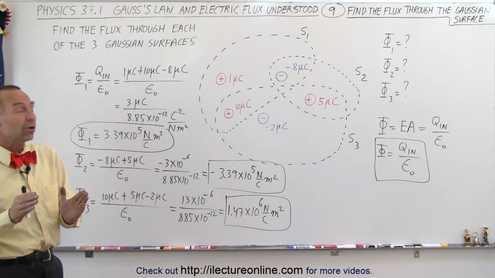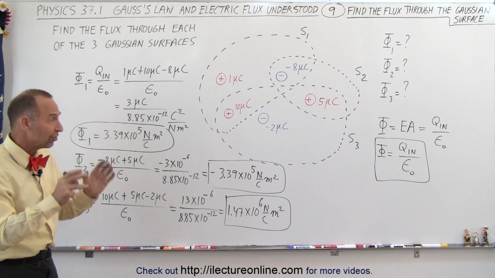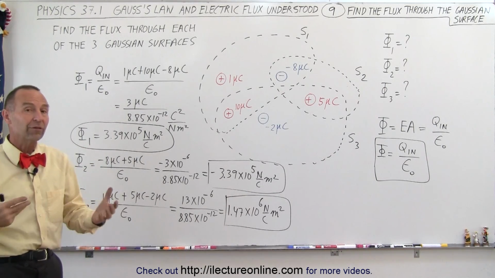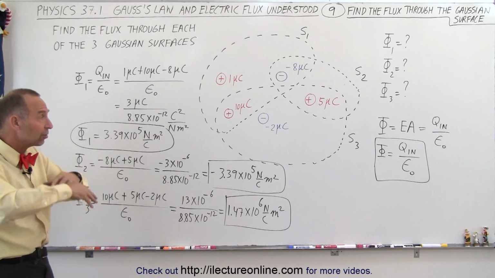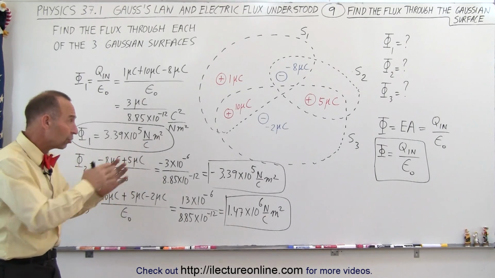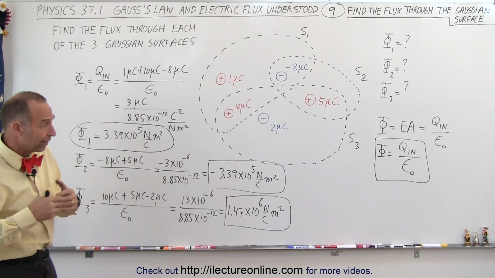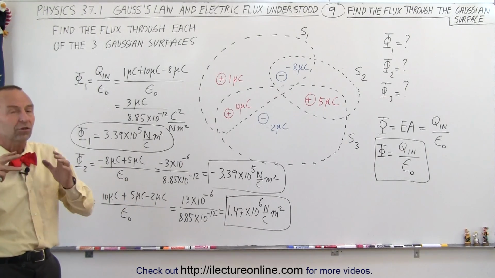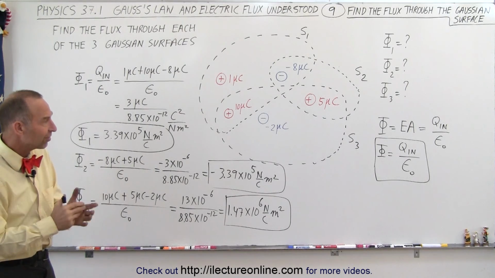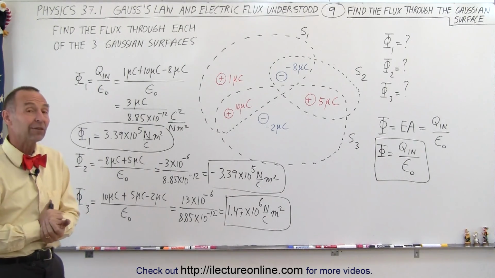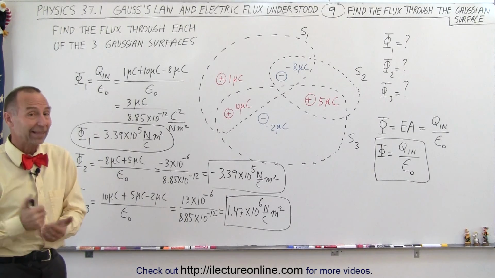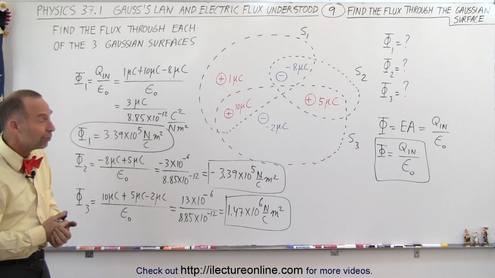So all we need to know is simply what the charge is inside the Gaussian surface to figure out the total flux. And it doesn't matter the shape or where the charge is or how close or far away the charge is from the surface. None of that matters. Just the total amount of charge inside the surface is what matters to find the flux through the surface. And that's what we figured out using Gauss's law.